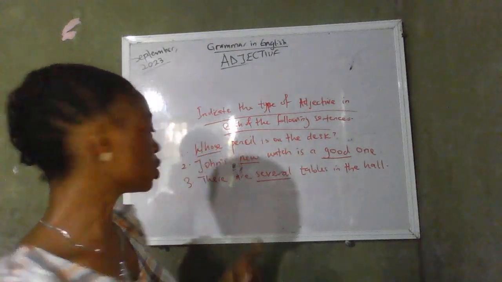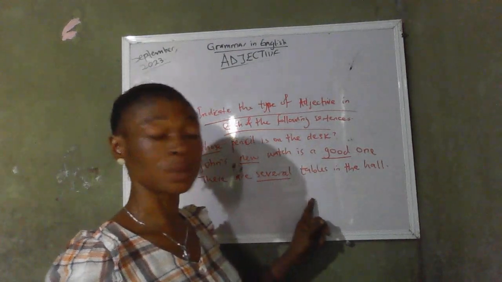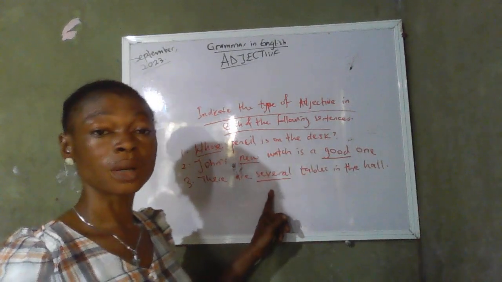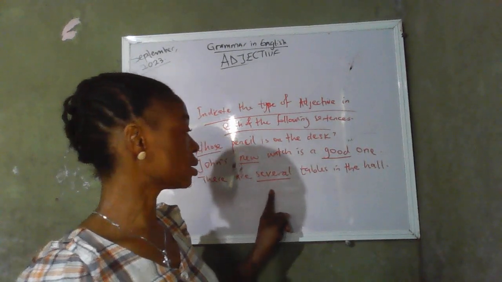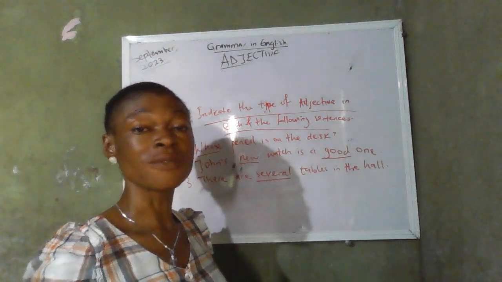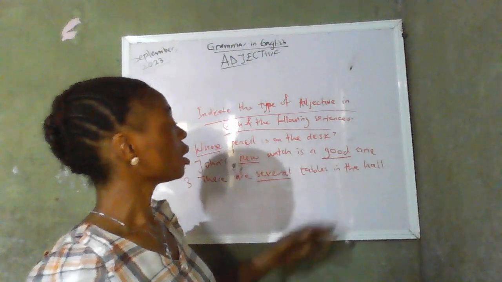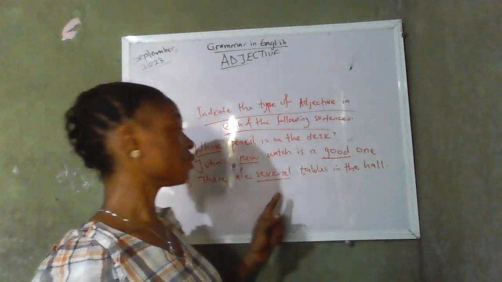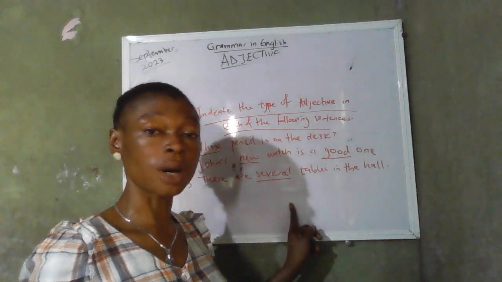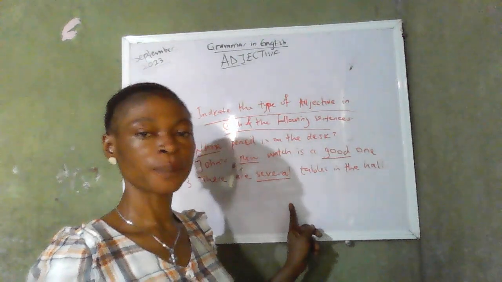Now the next sentence we have, there are several tables in the hall. Several, that's the word underlined in this sentence. Several tables. It's telling us how many, that is, we have very many of them in the hall. So therefore several is an adjective of quantity.